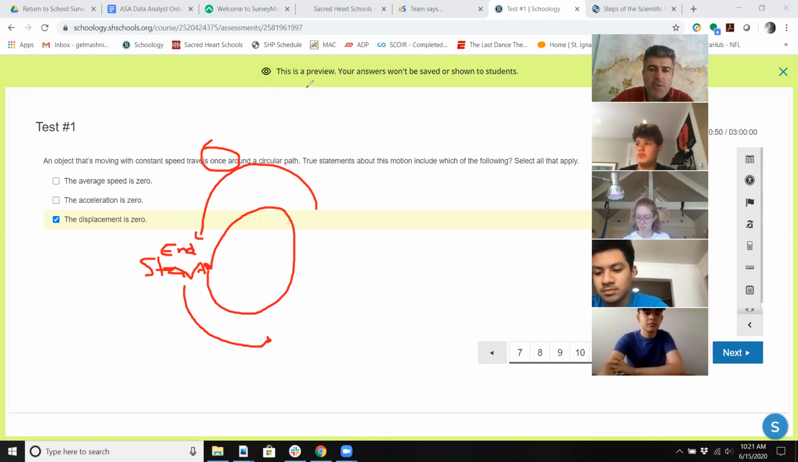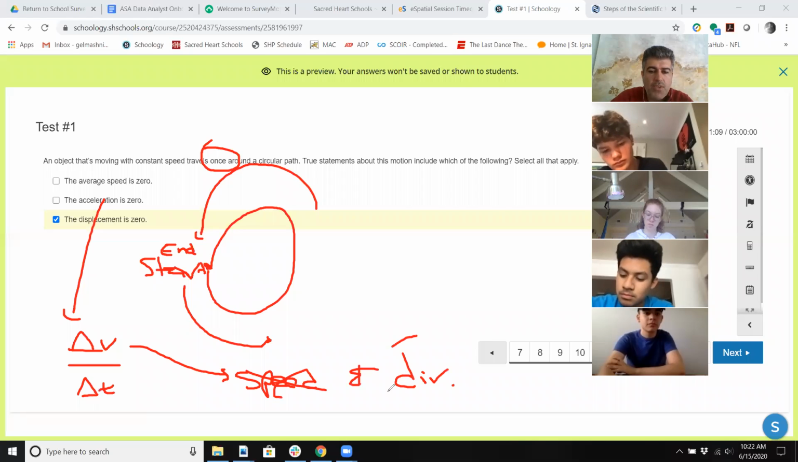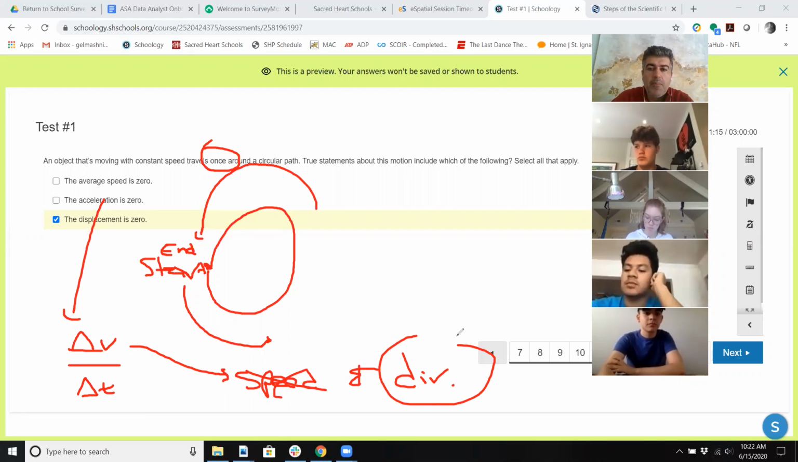Remember what acceleration is: the change in velocity, the change in v over the change in time. Velocity is speed and direction. Now your speed is the same, true, but your direction is not, because you're turning around. So there is actually a change in velocity.